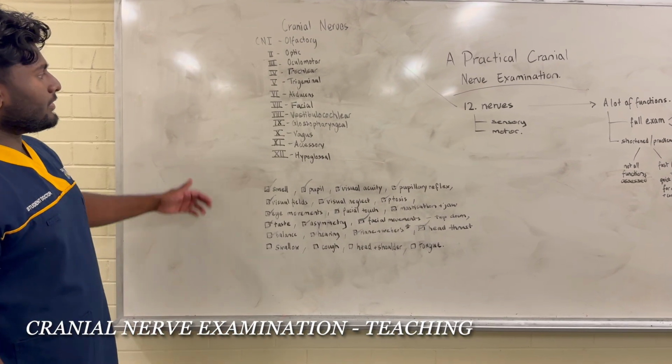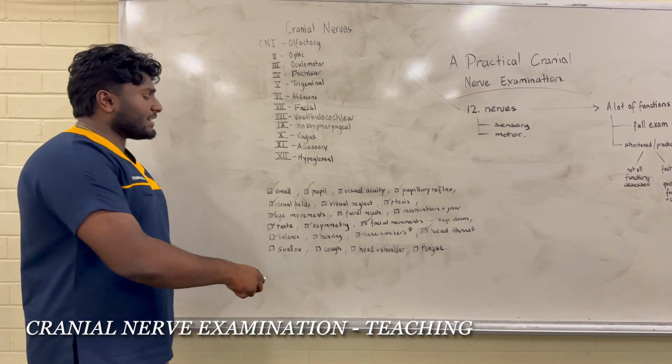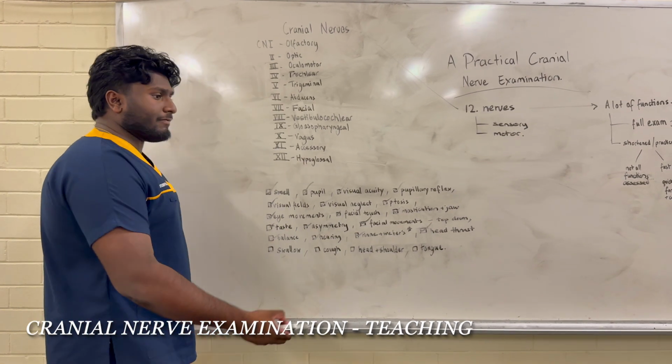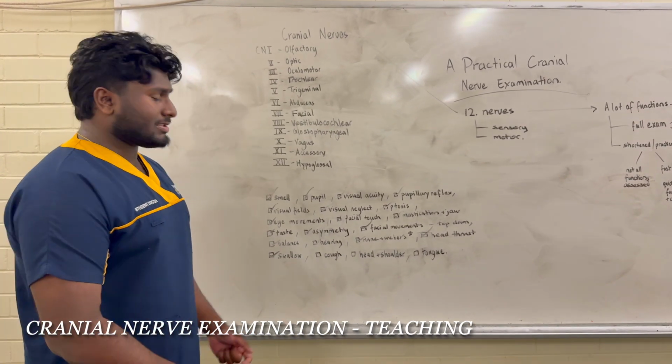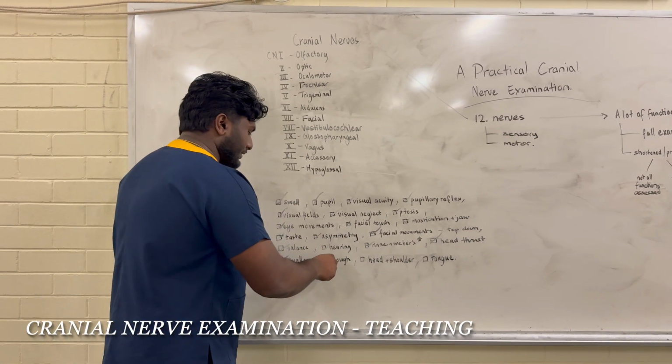And then for the glossopharyngeal and the vagus nerve, we ask them to see if they can swallow, maybe if they have some water or just swallow their saliva. And then we test their cough as well. We ask them to give us a big cough, and that assesses the vagus nerve.